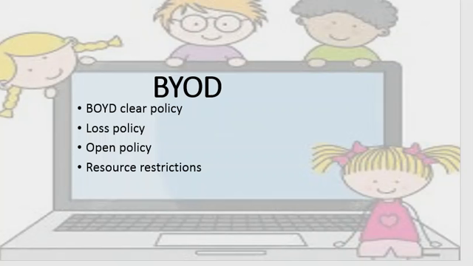So best practices with bring your own device is to have a clear policy. That means, these are the things that you can bring, these are the things you can't bring, and you just lay it out to the students. There also needs to be a loss policy that says that the school is not responsible for anything that is lost or stolen or anything along those lines.